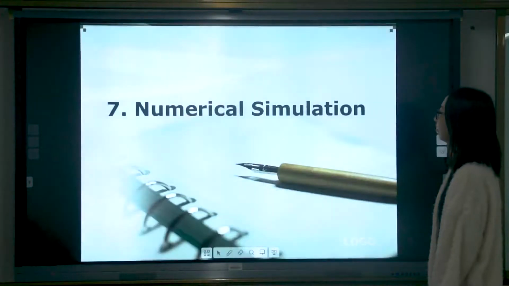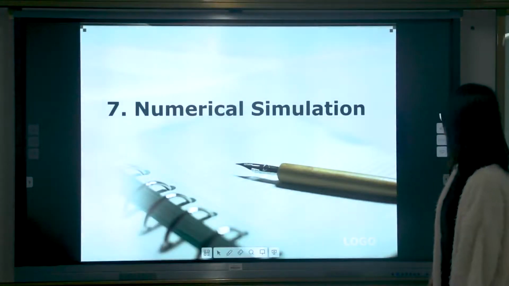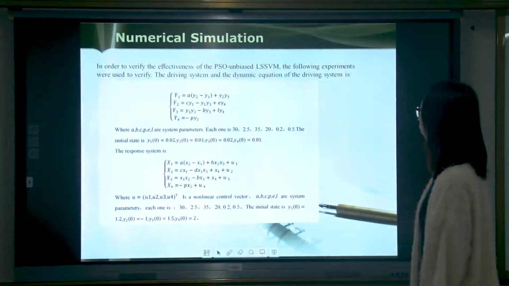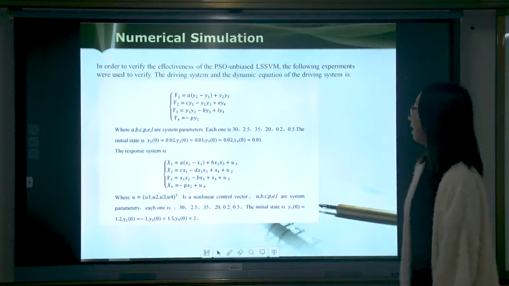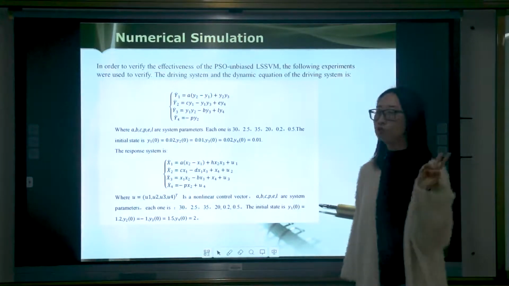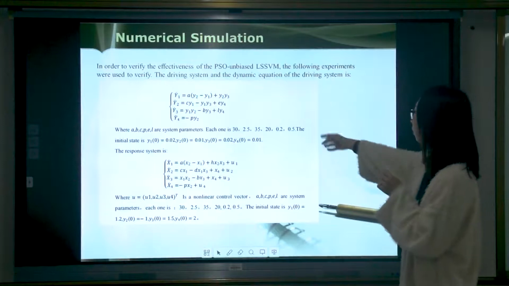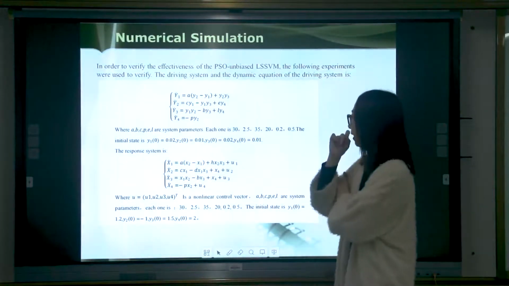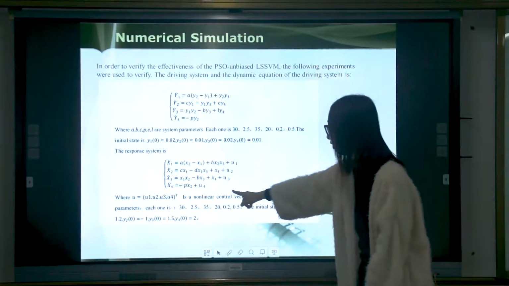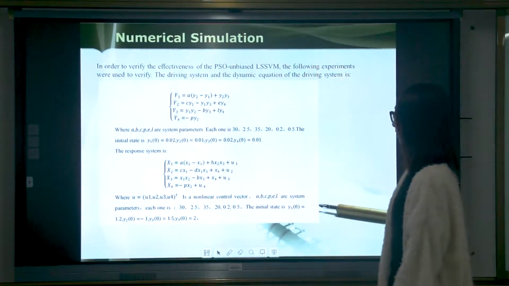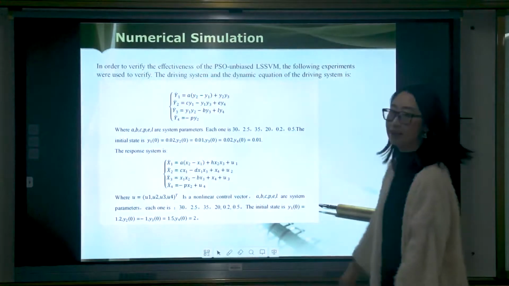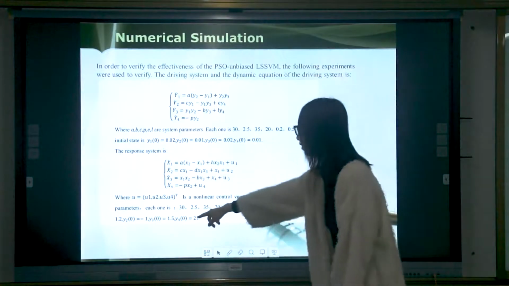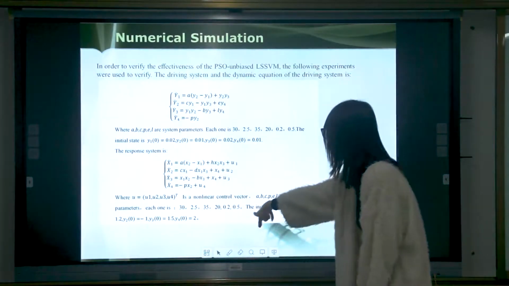Okay, after that is my numerical simulation. In order to verify this algorithm, I choose these two systems. The first one is the driving system, and I use this system. For the response system, I choose this one. And the initial state is this one, and the initial state of this system is here.